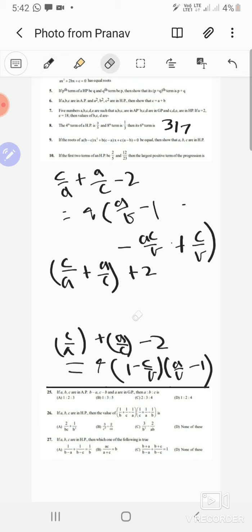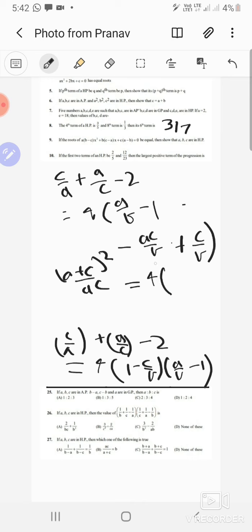Oh, so that's nice. Okay, when you cross multiply this with plus 2, you get a plus c whole squared upon ac. Fine. So this is minus 4, it goes over there, it becomes plus 2, and then this is equal to, this minus 1 is now gone. So you just have 4 into a upon b minus ac upon b plus 4 upon b into a minus ac plus c. Okay. This is very weird.